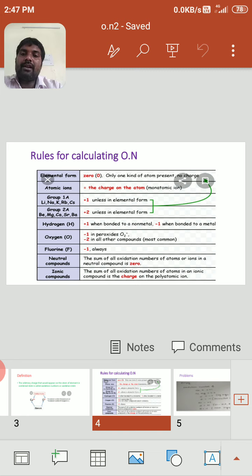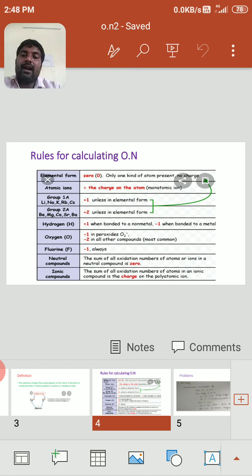Next, for group 1 elements, what are the group 1 elements? Lithium, sodium, potassium, rubidium, cesium, francium. These are called the alkali metals. For these metals the oxidation number is +1 if they are not in elemental form. If they are in combined state rather than elemental form, the oxidation number is +1 for group 1 elements: sodium, potassium, rubidium, cesium. And for group 2 alkaline earth metals, for example beryllium, magnesium, calcium, strontium, barium, the oxidation number is +2: Mg +2, Ca +2, Sr +2, Ba +2.